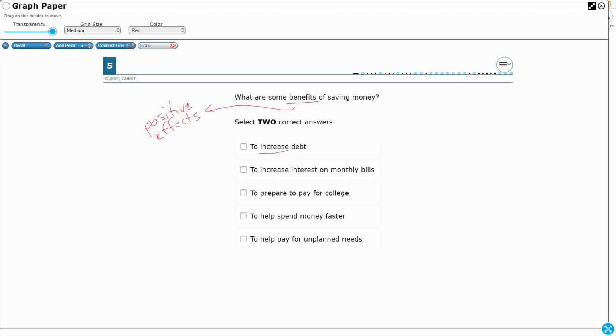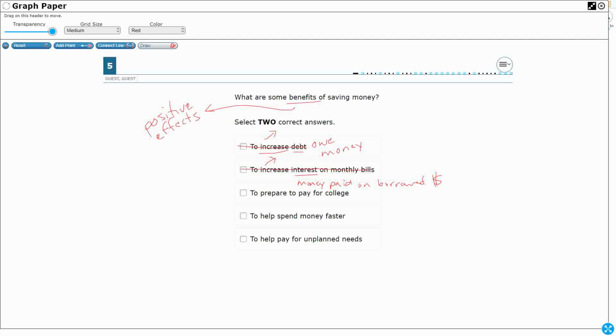Well, we have to know that increase means to grow, right? And then debt, we have to know what debt is. Debt is when you owe money. So when you save money, you don't increase the amount of money you owe, and that's not a good thing anyways. To increase interest, okay, so we need to know what interest means, right? So that's money paid on borrowed money or on loans. And do we want to increase that? No, we don't want to increase the money paid on borrowed money, and you don't really have interest on monthly bills anyways. But you see how this is very much a vocabulary problem and just a background knowledge problem, not necessarily a math problem.